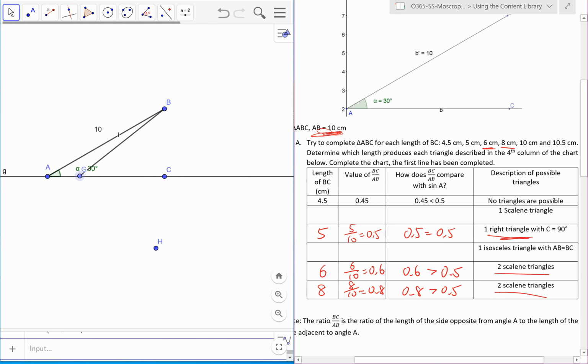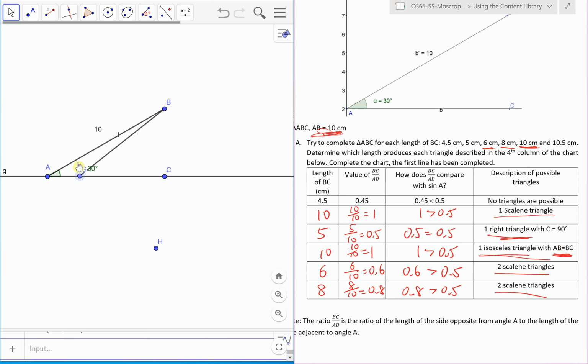Okay, but now you think, if I put 10 in there, I would have 10 out of 10. So it could be here, or it could be here, because this is going to be 10 out of 10, which is 1. And we know that 1 is bigger than 0.5 for sure. 1 is greater than 0.5. Now we want to see the description here. It says this is an isosceles, and this is one scaling. Well, clearly, if AB is equal to BC, we would have an isosceles triangle, right?